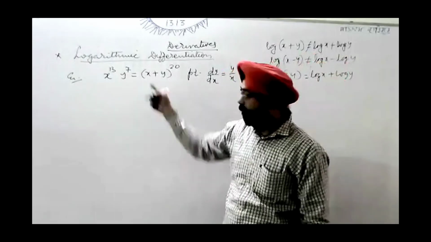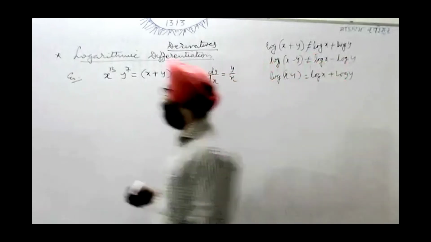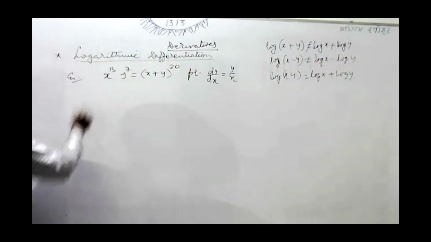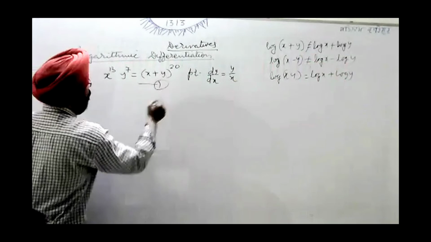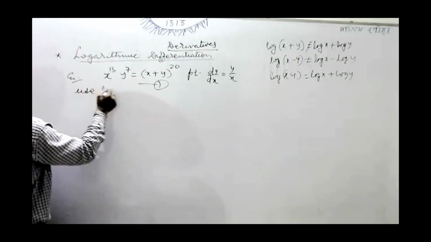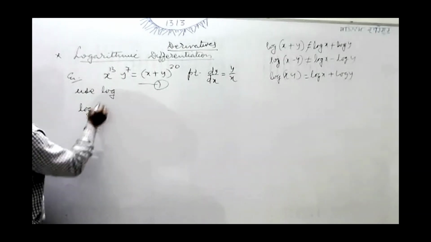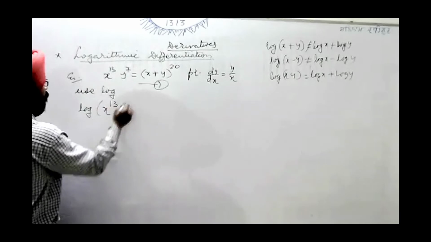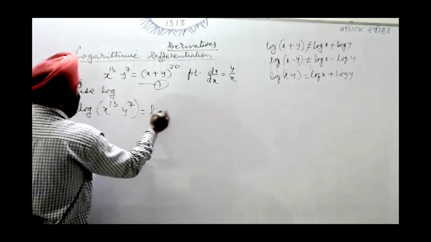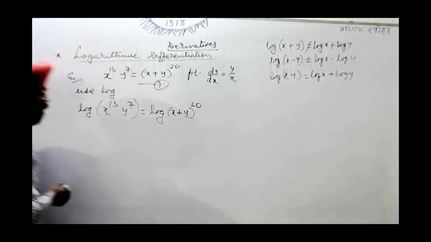I will give one more example with the same terms, then I will explain how to do it. Check. Equation 1, we need to prove this relation. Use a log. So obviously it becomes log of x to the power 13 into y to the power 7 equal to log of x plus y raised to the power 20.